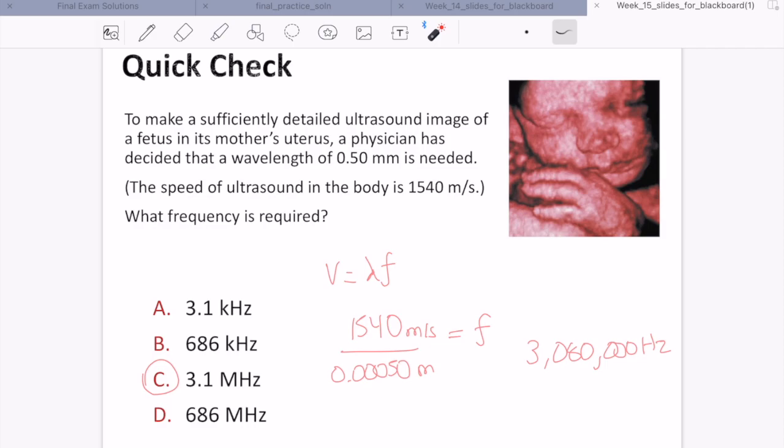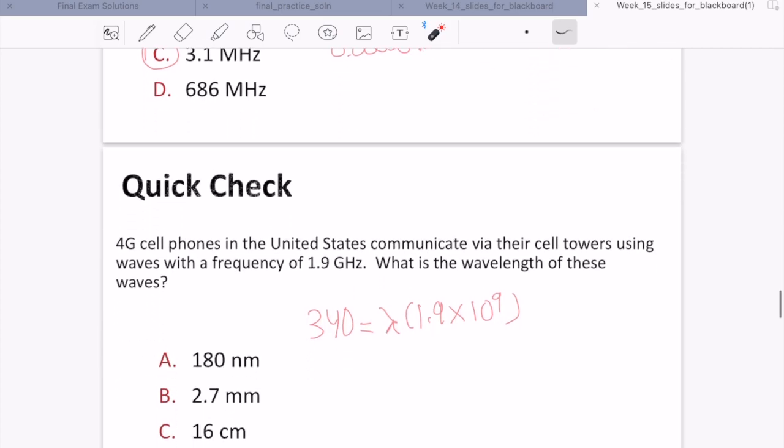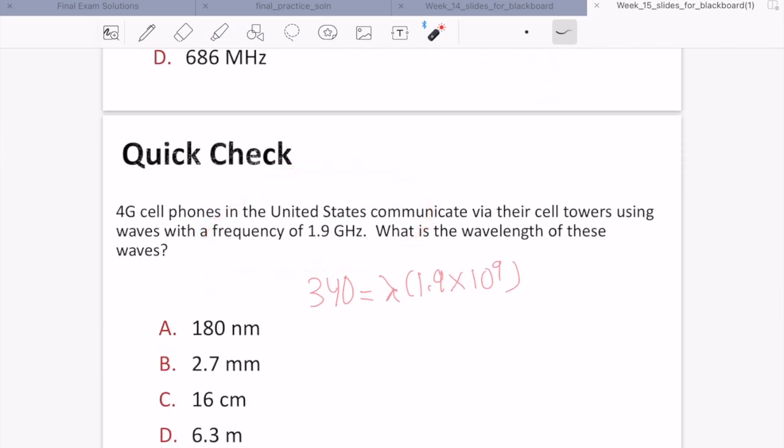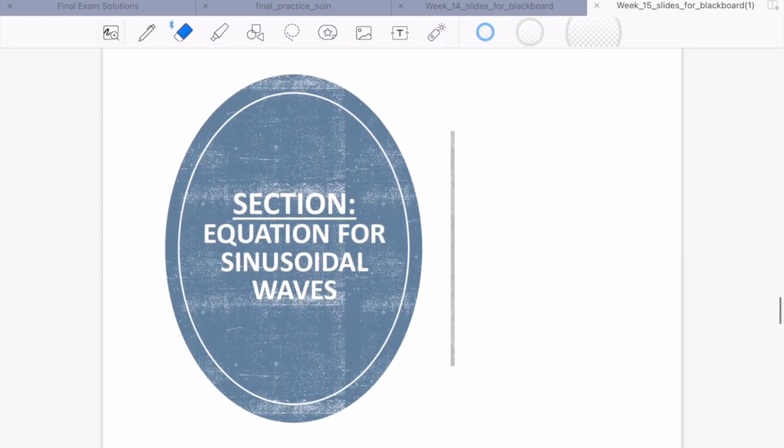You guys can probably get this on your own as well. This is just an application of this equation once again, so I don't think there's really a point to go over it again. Same thing for this one. They're just changing up the units. Now, instead of hertz, they're doing megahertz and gigahertz, so it doesn't really matter.